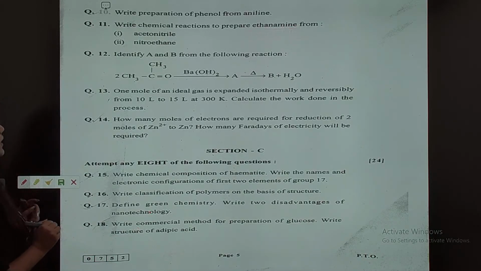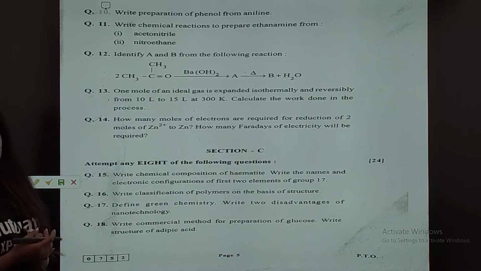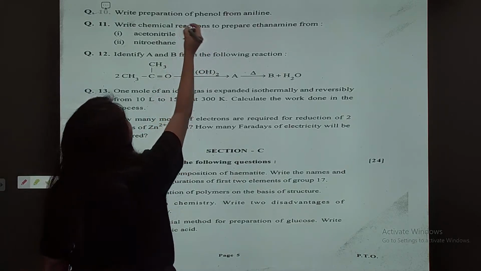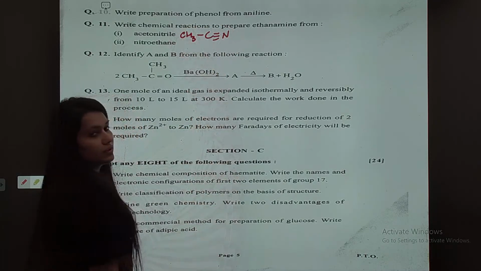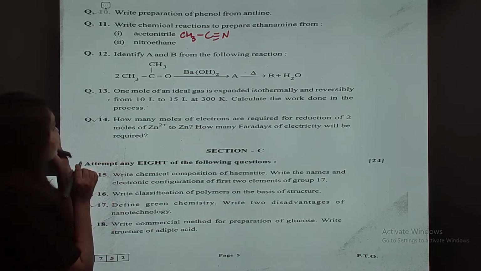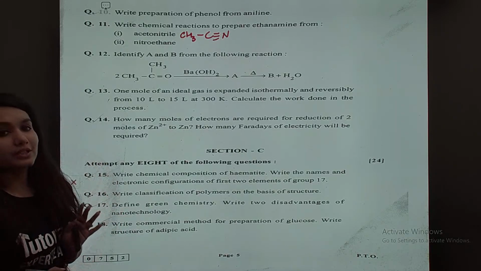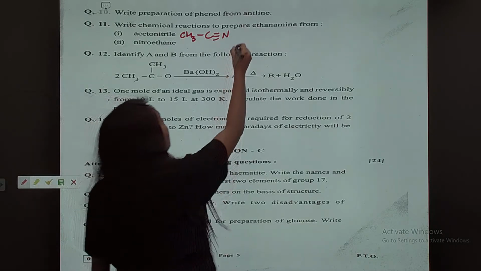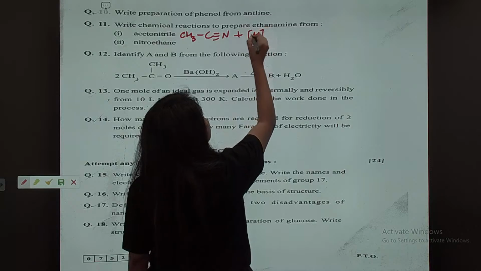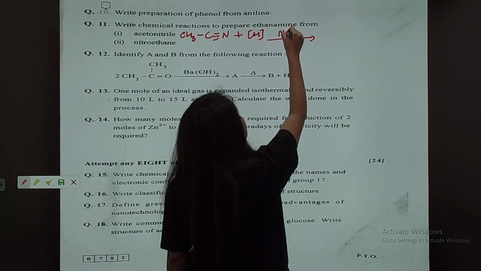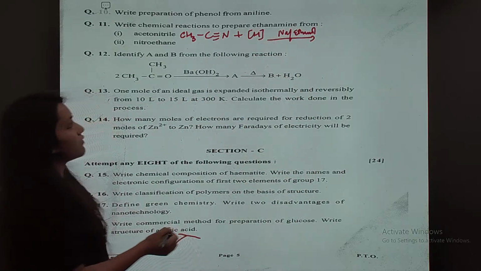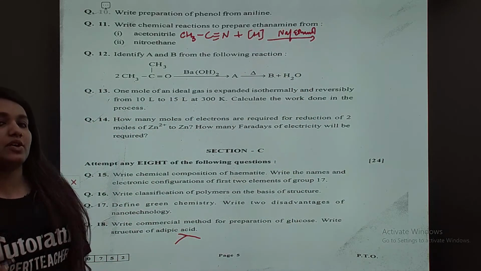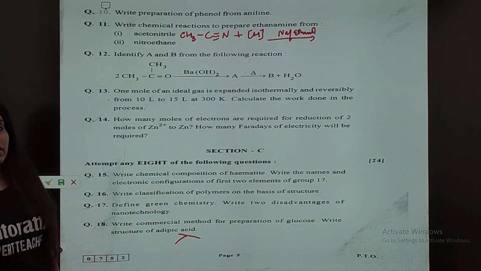So let us start with the very first one, which is acetonitrile. Acetonitrile will be CH3, C triple bond N. Now if I have to convert this into ethanamine, I'll add hydrogen over here in the presence of sodium and ethanol. This will result in the formation of the required product, which is ethanamine.